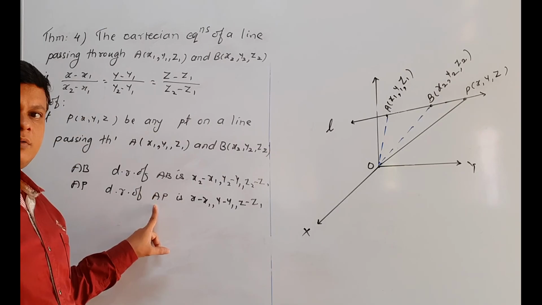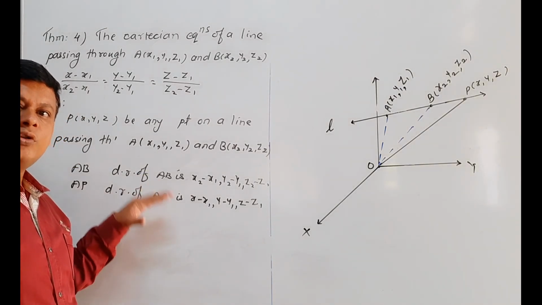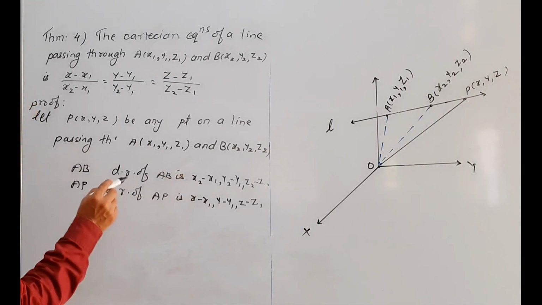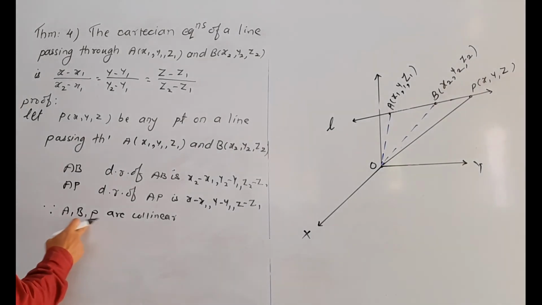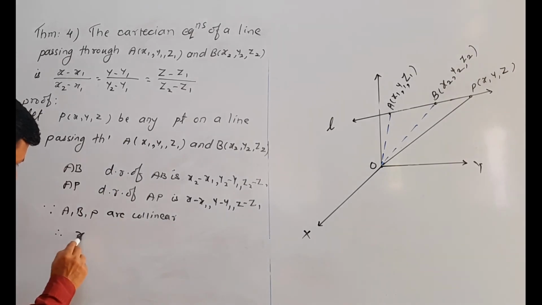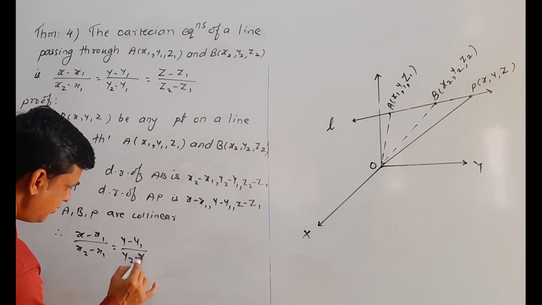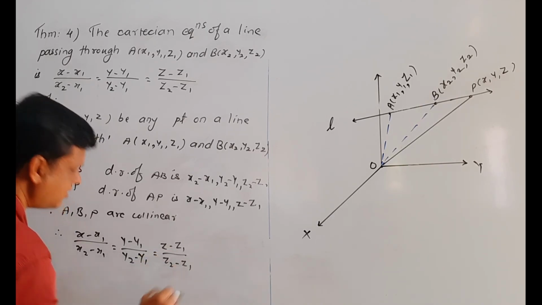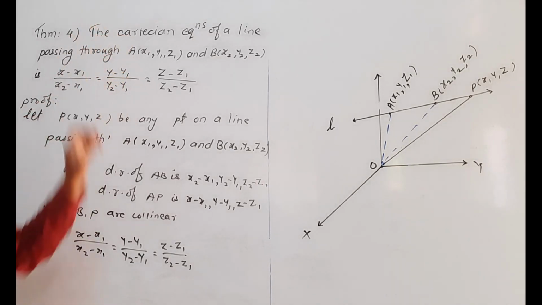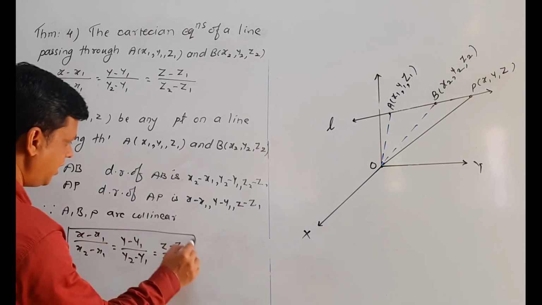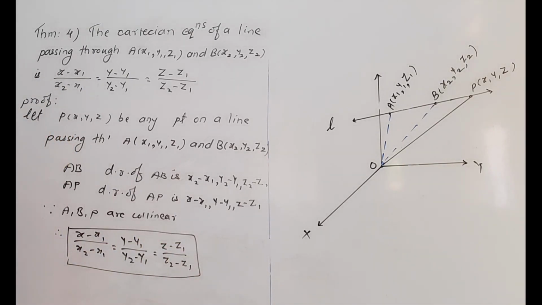Now AP and AB both lie on the same line, so their direction ratios must be proportional. So we write here, now since these points A, B, P are collinear, therefore their direction ratios are the same. So we write x minus x1 upon x2 minus x1 is equal to y minus y1 upon y2 minus y1 is equal to z minus z1 upon z2 minus z1. We call this the Cartesian form because we use the Cartesian coordinates of the given 2 points. So this formula we use for solving problems, that means for finding the equation of a line when that line passes through 2 given points.